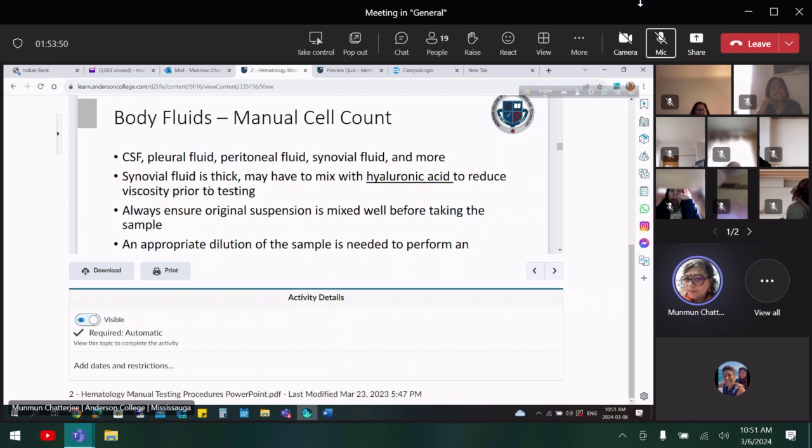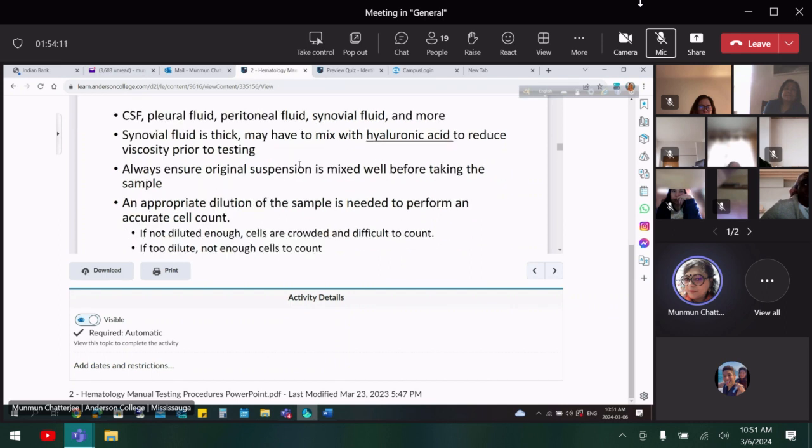Synovial fluids, what is the synovial fluid? Where does it come from? Between the joints, like the knee. Any joint. Pleural fluid is in the lungs, the pleural cavity. And peritoneal fluid is from the peritoneum, near the abdomen. Good, good.